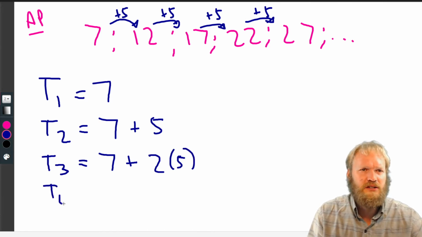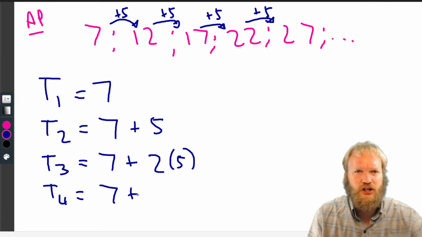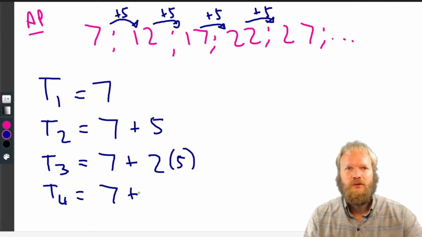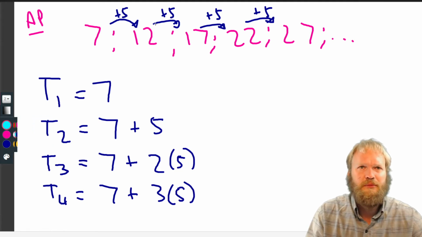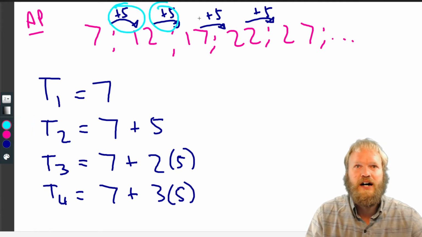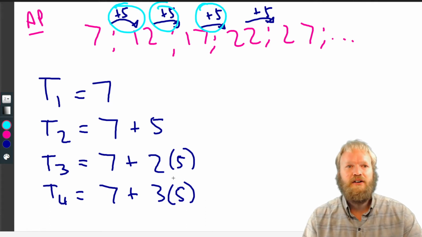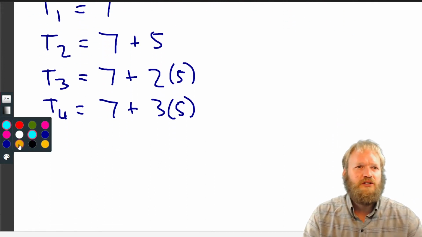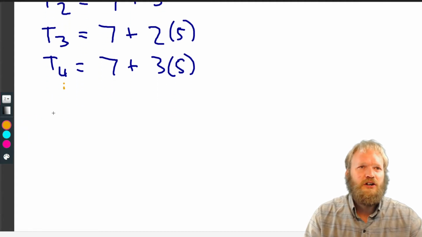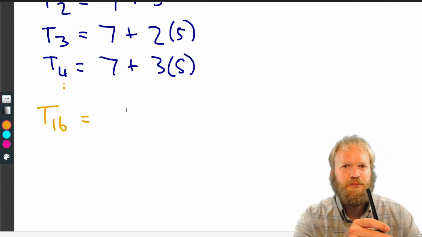What about T4? From the first term, how do we get there? Well, we've got 3 lots of 5. Let's check what I mean: we jumped 5, 5, 5, so for the fourth term we jumped 3 lots of 5. Let's jump ahead to something a bit more exciting. What about T16? How are we going to get there from the first term?